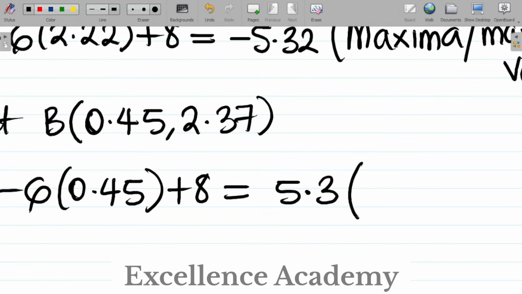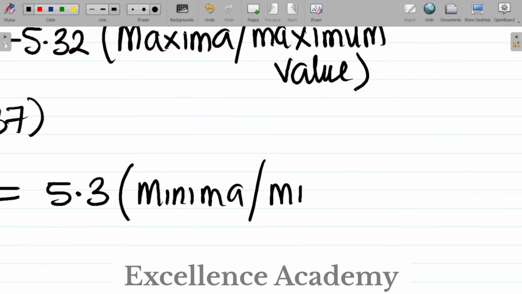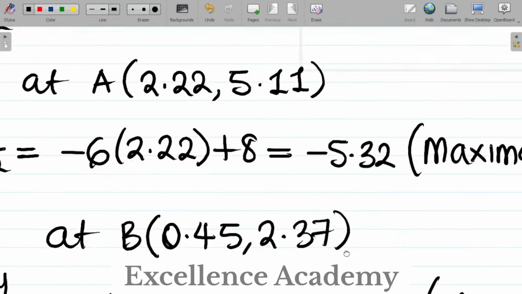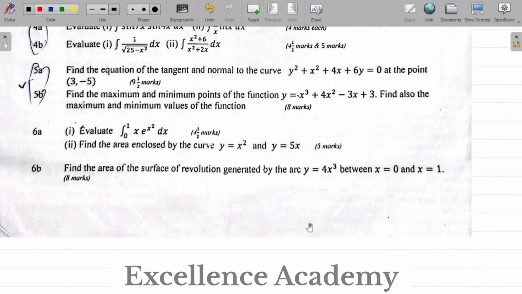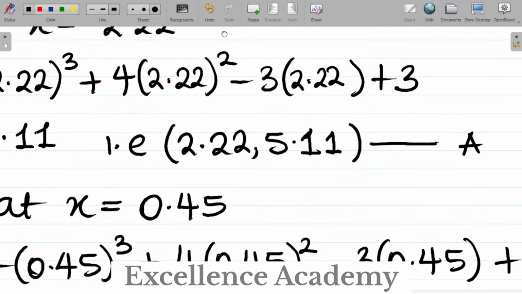When you have a positive answer for d²y/dx², what you have there is a minima, also called a minimum value. All right. So we've gotten this. What's the question again? Let's go back to the question here. When they say we should find the maximum and minimum points, we've done that, and also find the maximum and minimum values of the function. We've already done that.